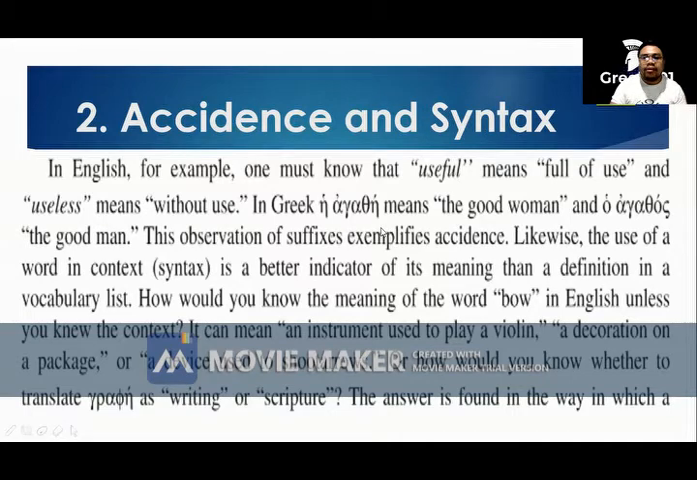In Greek, he agathe also means the good woman. You can see there the woman, or gune, but it is understood already that it refers to a woman. And ho agathos, there's no anthropos there, but it still means a good man. This observation of suffixes emphasizes accidents. Likewise, the use of the word in context is a better indicator of its meaning than a definition in a vocabulary list. By the way, here in he agape, because of the eta ending, that means it is a feminine form.